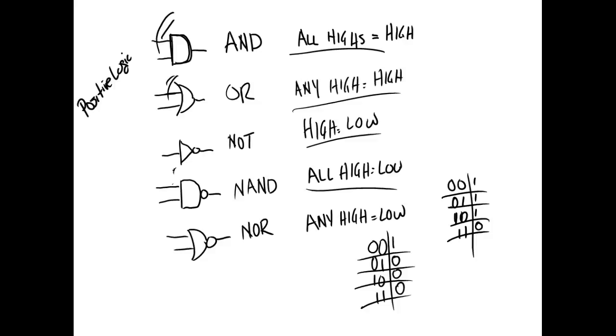So what would the symbol be for this guy? All lows equal a high. Well, it's called a NAND. Why is it called a NAND? I did not make it up. Why is it called a NAND? Because the active state is low, the input active state is low, and the output active state is high.